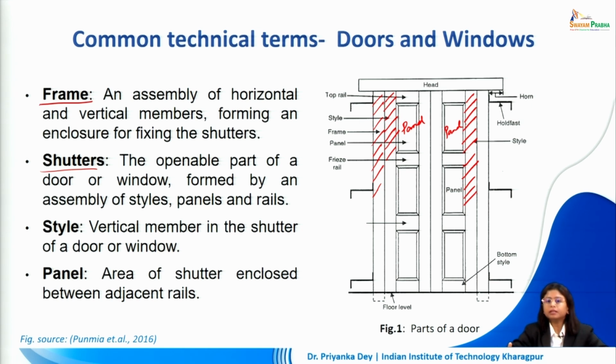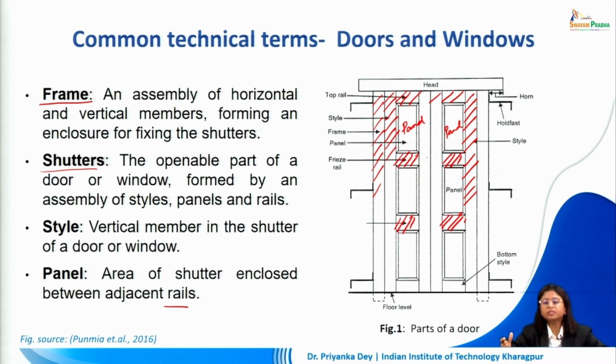The panel is the area of shutter which is enclosed between adjacent rails. So we are learning another term here called rails. Rails are right here horizontally. We see there are certain gaps between the panels. These are the rails. Now based on the position of the rail starting from the top of the door to the bottom, the rails will have different names based on their position.